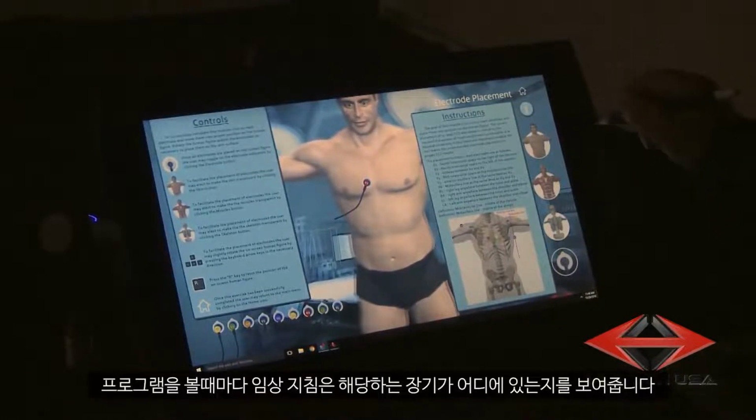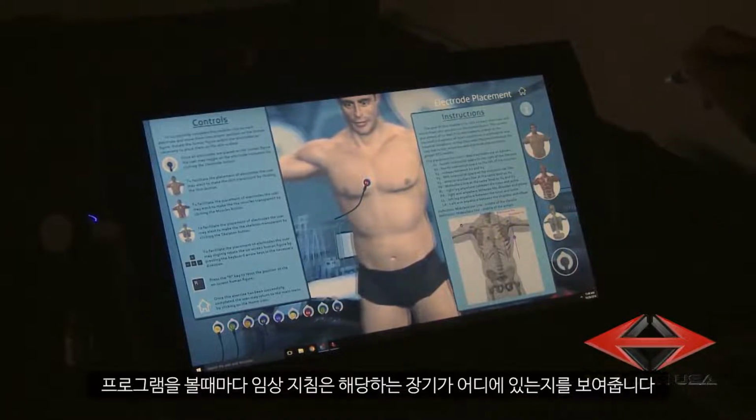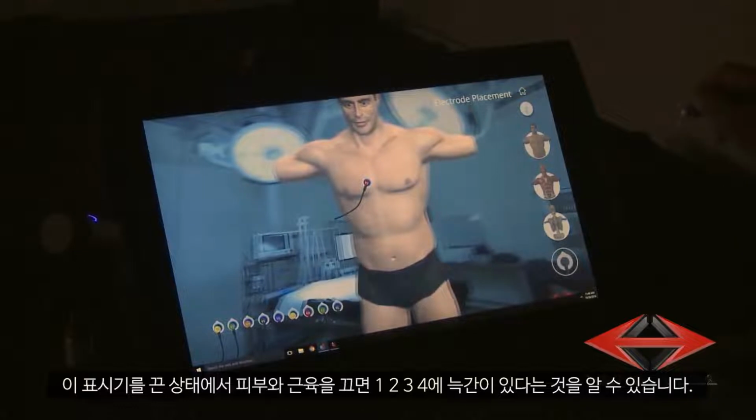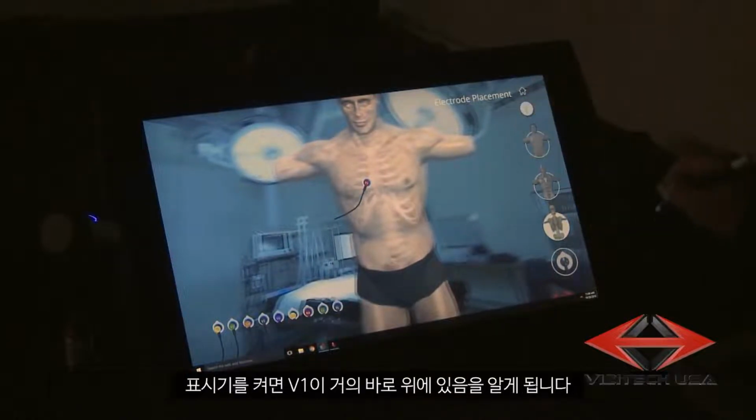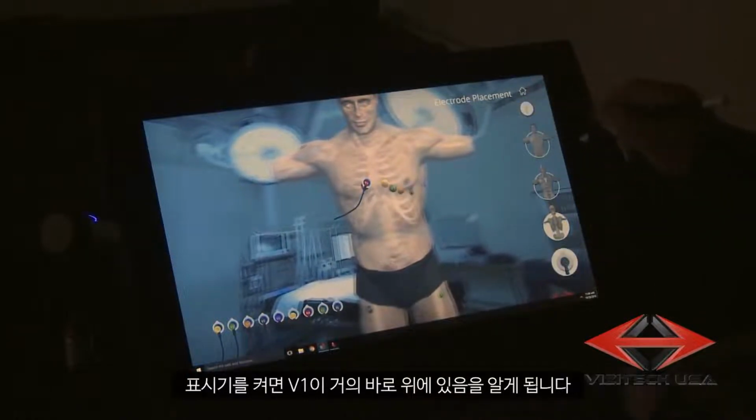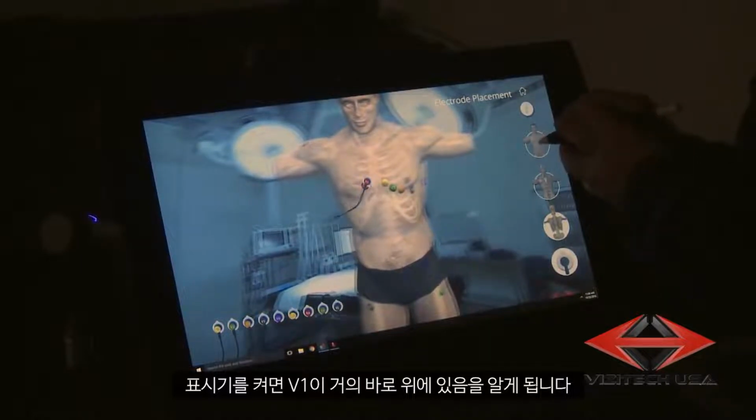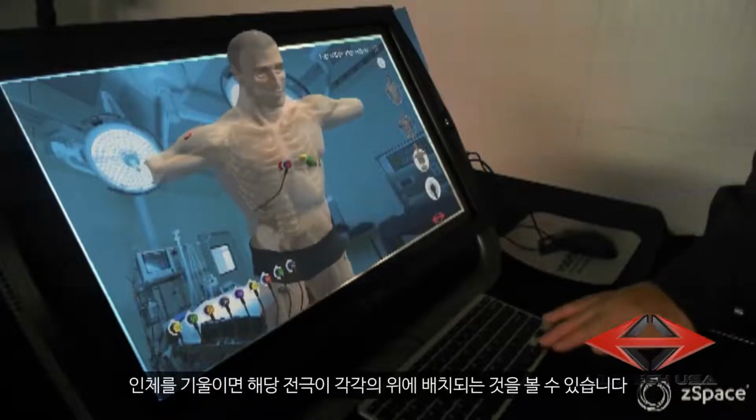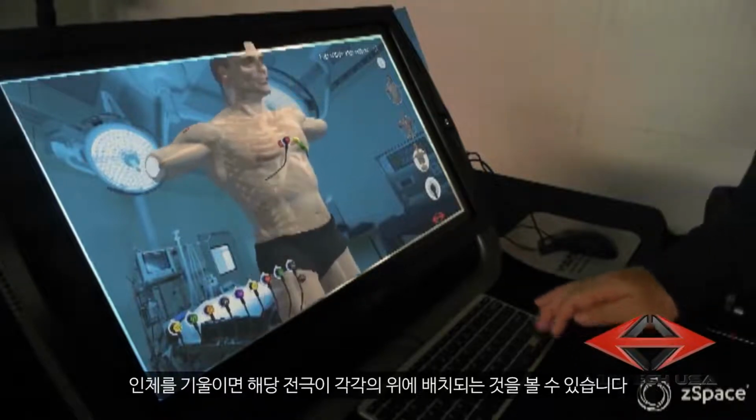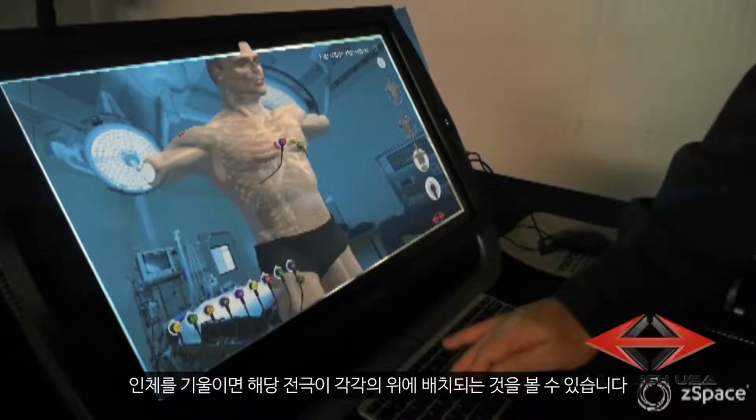So whenever we look at the application, the clinical instructions show us where to place those. When we turn these indicators off, we can now see that if we turn off skin and turn off muscle, that intercostal space is now there from 1, 2, 3, 4. And if we turn on the indicators, we can see that it's almost right on top of the indicator where it goes for V1. If we were to tilt the individual, we can see by tilting it where those electrodes are placed spatially on top of the individual.